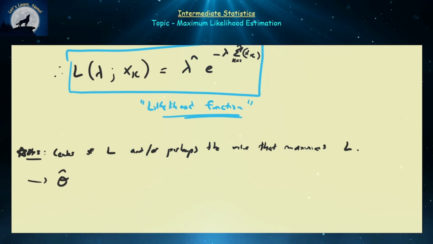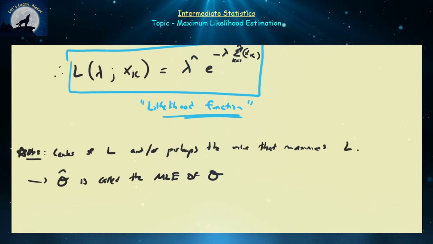So this theta hat is called the MLE of theta, right? Theta hat is the value that maximizes the likelihood function. Keep in mind what we mean by maximize. We find our likelihood function, differentiate it, set it equal to 0, and solve for theta, but that theta is a particular theta which we call theta hat.